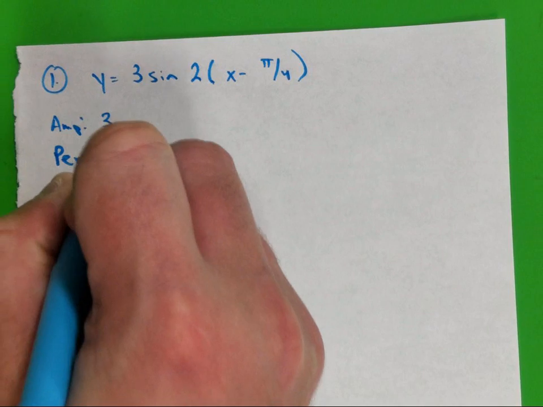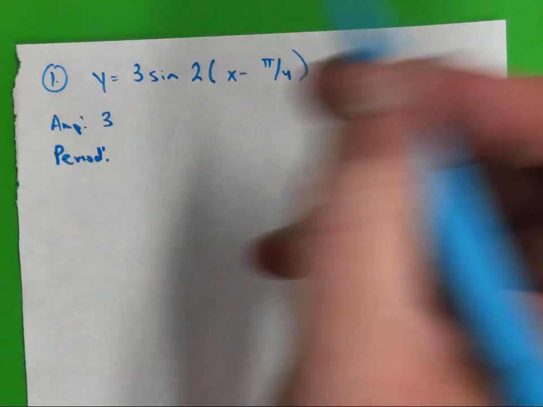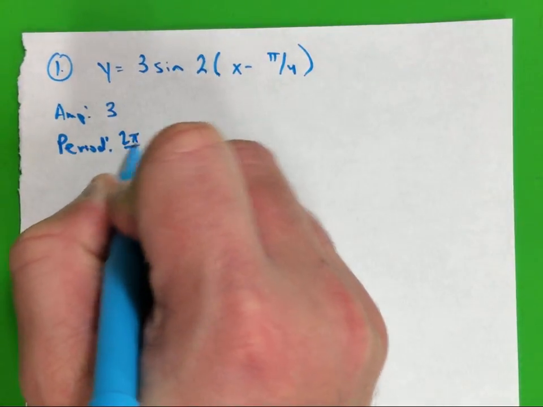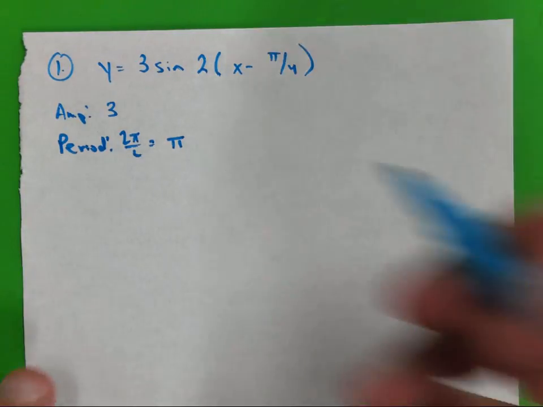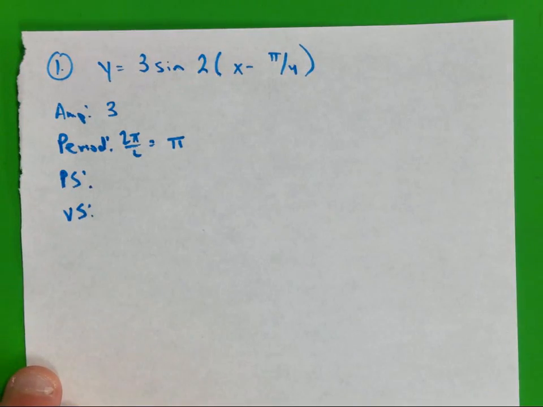Period. The formula for the period is 2 pi divided by b. What's my b value here? So 2 pi divided by 2 is what? Pi. My period is pi. Remember, we have phase shift and we have vertical shift. Okay?